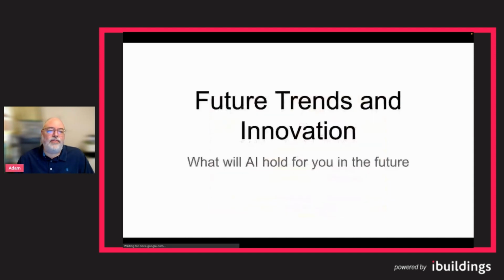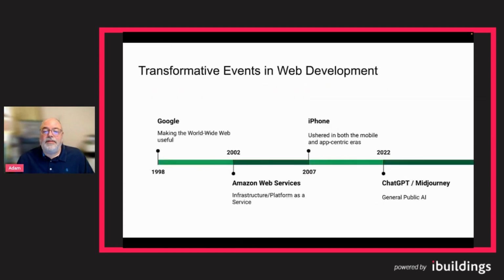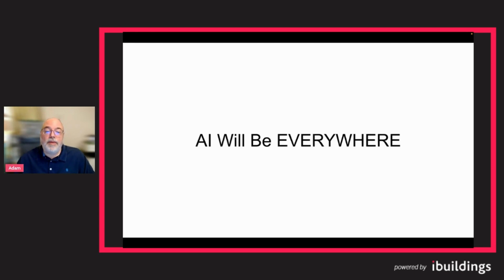And in the last 10 seconds, I'll go really quickly through future trends and innovation, right? These are controversial topics that I'm just going to throw out there, right? I really believe that things like ChatGPT and Midjourney were as transformative as Google, Amazon Web Services, and the iPhone, right? All those previous three changed how we did work as engineers, and what we did, and where we did it, and how we did it, and who the audience was. And I really think that AI is going to do the same thing. It will be everywhere. There's no way you can stop it, right?